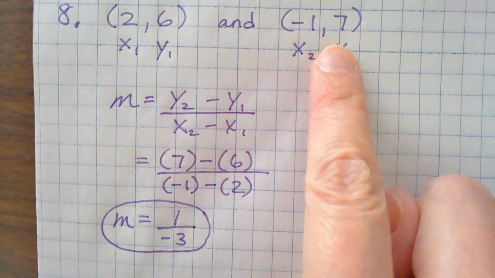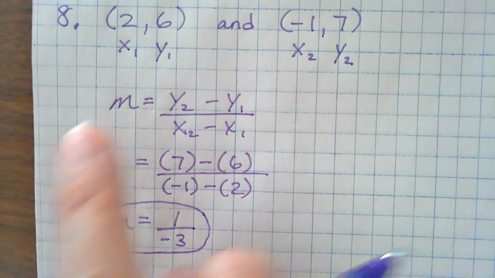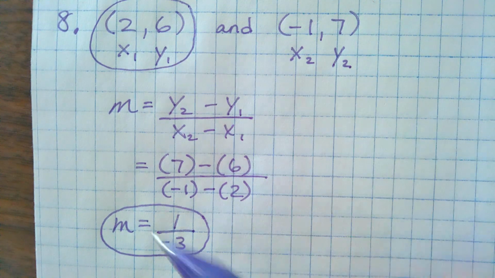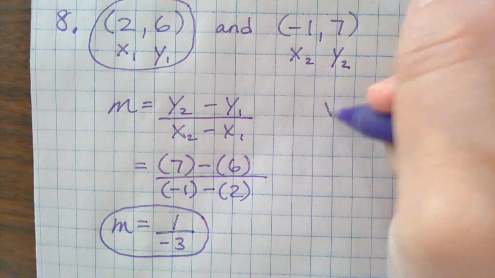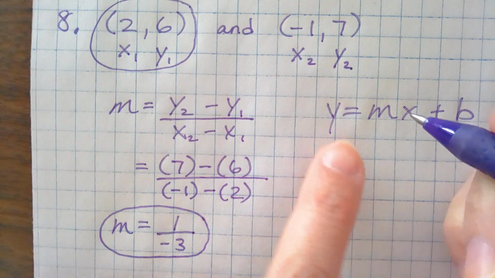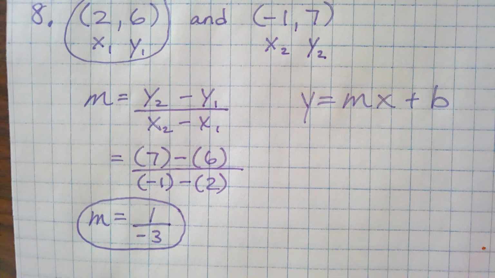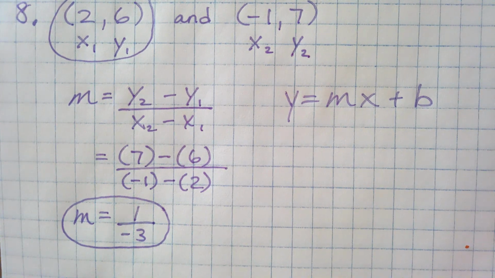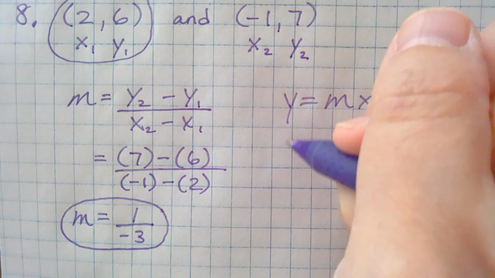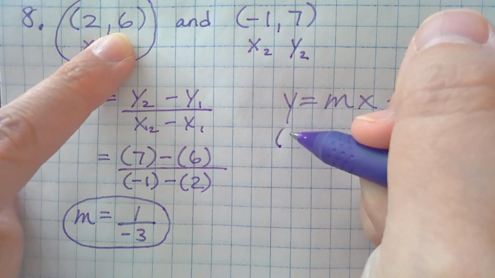Which point looks nicer to use? Which point looks like a nicer number? Yeah, Jaden? Yeah, 2, 6, because it's positive numbers. So I'm going to use this point and the slope and sub it into y equals mx plus b. All right. So somebody help me with the substitution. Max, what's y? Y is 6.